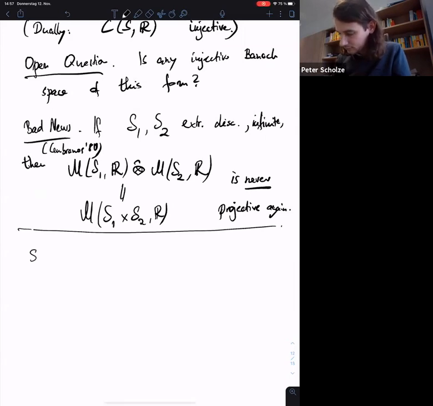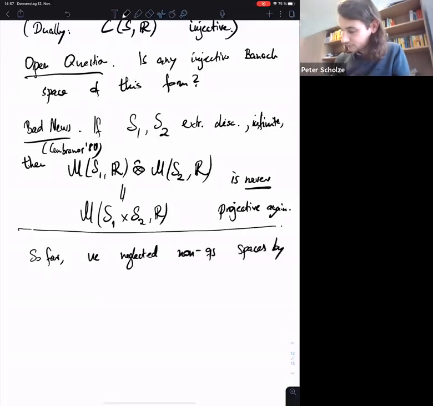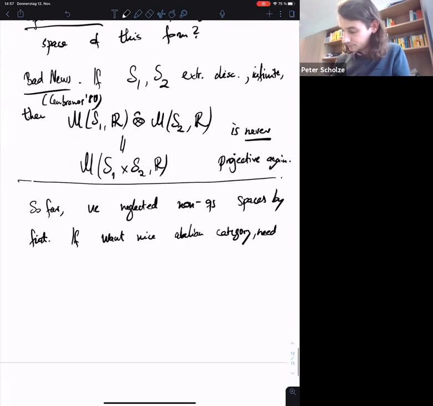So far we neglected non-quasi-separated spaces by fiat. But if you want a nicer abelian category, you need to allow them.